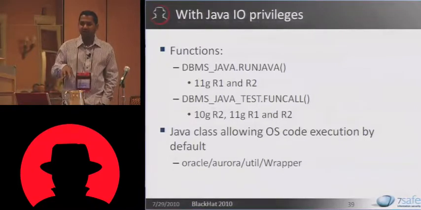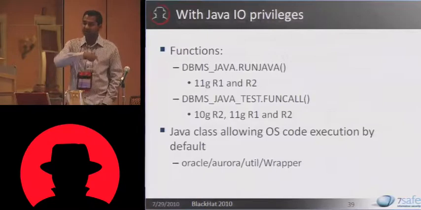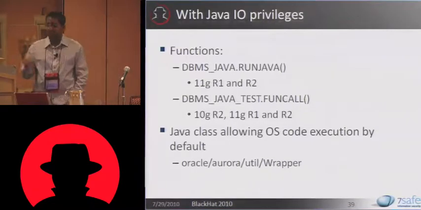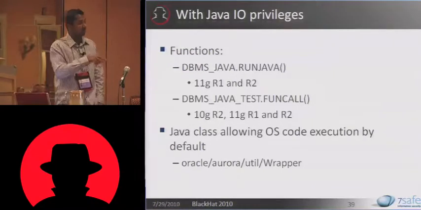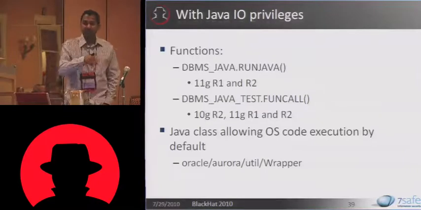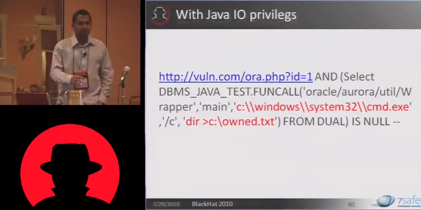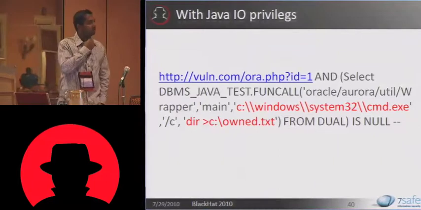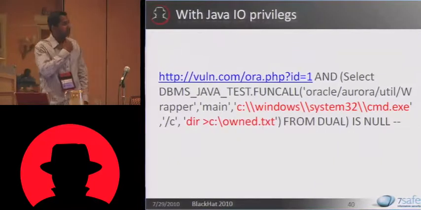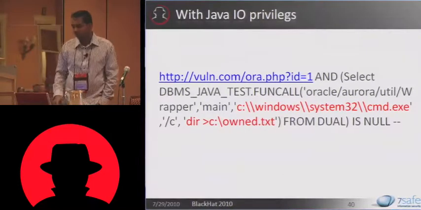Now, both of these functions require an Oracle class to be present, so you need to pass as an argument to this function an Oracle class, which has a method by which you can execute OS code. And David Litchfield actually showed that this particular class, which ships with Oracle by default, has the main function, and that main function lets you execute OS code. So simple as that. If my connection string user has Java IO permissions, then I can just call this function, and as an argument to this function, give this class, the method main, and the argument to the main method, whatever code you want to execute on the remote Oracle database server.